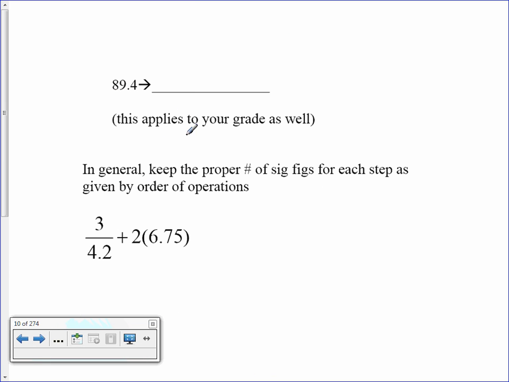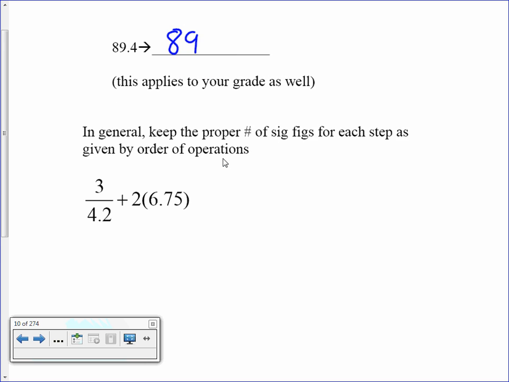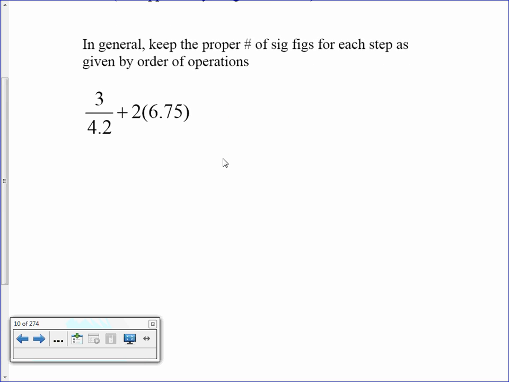All right, and so for example here also 89.4 would round down to 89. As I said, that applies to your grade. So an 89.4 is equal to a B. Now, in general, you keep the proper number of sig figs for each step as given by your order of operations. So you'll need to remember your order of operations from high school math.